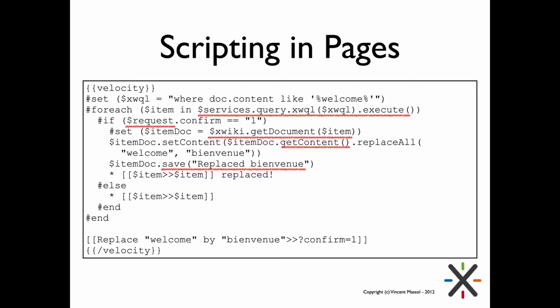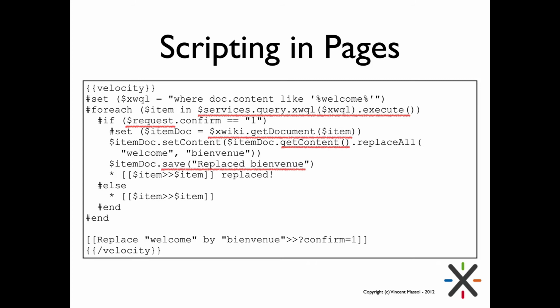For example, here, if we follow it, it defines a variable XWQL that says where all doc.content like something welcome. And then it calls services.query.xwql.execute. So this is actually running a query on the whole wiki, on all the pages, and it finds all the pages that have a content having the welcome string in it. Okay. And then request, so that's asking the request if there is a confirm query string parameter that is equal to 1. Okay, so when we execute this page the first time, it doesn't have that, so it goes to the else. So it displays a bullet list with a list of all the pages that have welcome in their content.